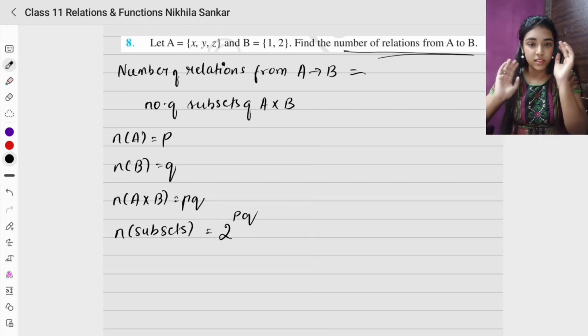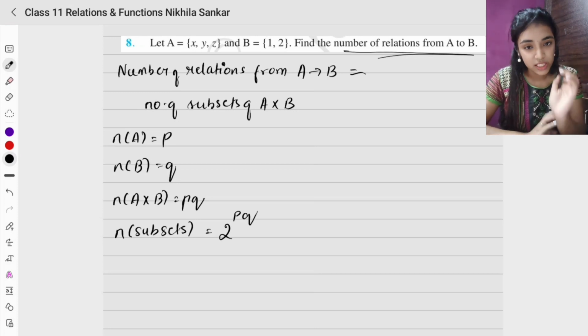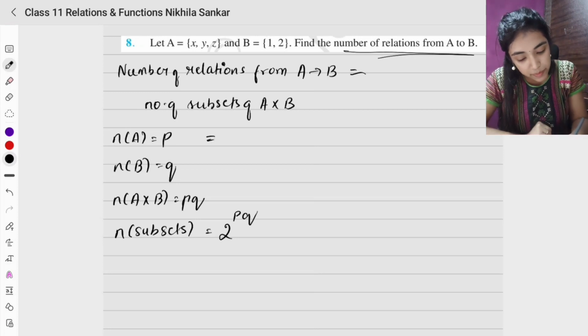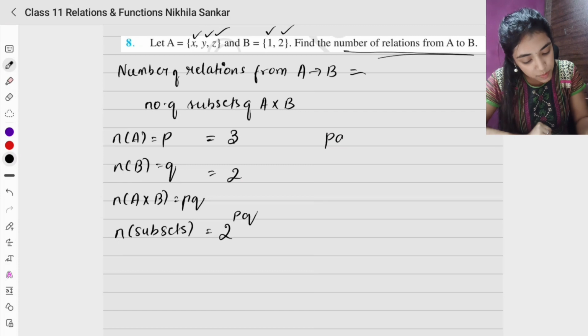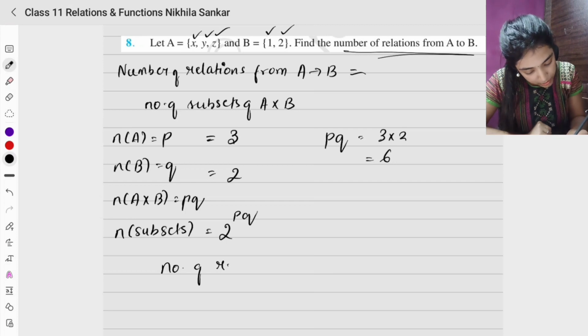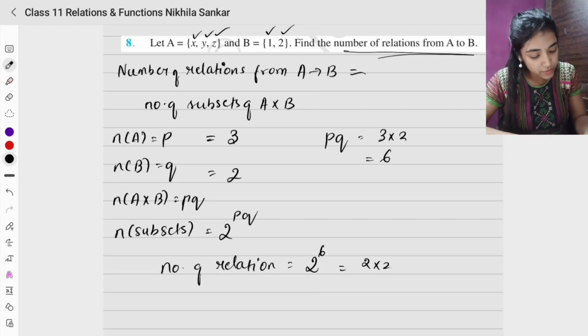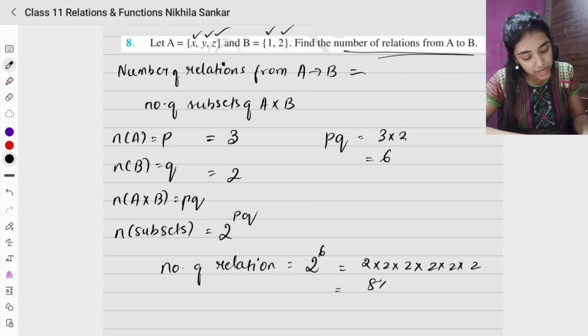Okay, this is very important, so please understand this very, very clearly and properly. Now what is my P? P is going to be 1, 2, 3. I have 3 elements. Then the number of elements in B is going to be 1, 2. So I have 2 elements. So what is my P times Q? It is going to be 3 into 2, which is going to be 6. Okay, so the number of relations equals 2 to the power 6. If you want, you can do it: 2 into 2 into 2 times 2 into 2 into 2, 2 into 2 into 2 is 8, so 8 8s are 64. Okay, please copy.